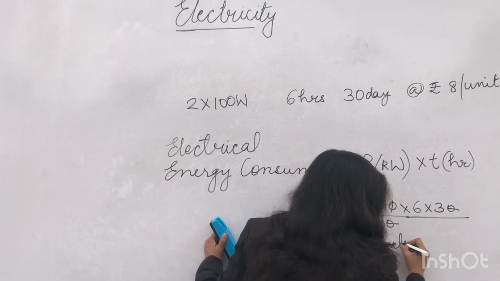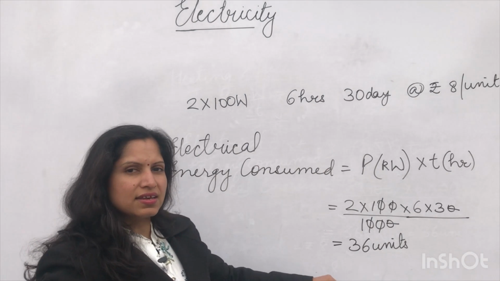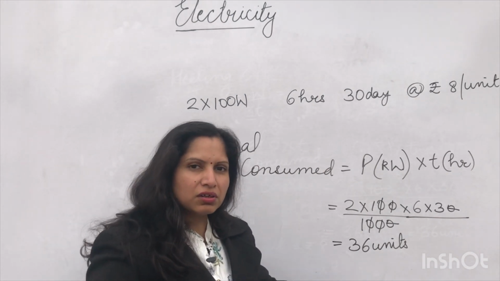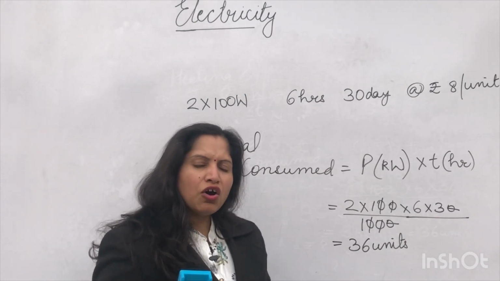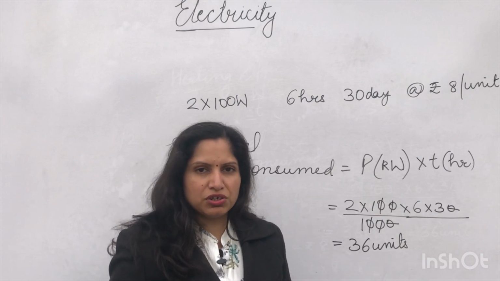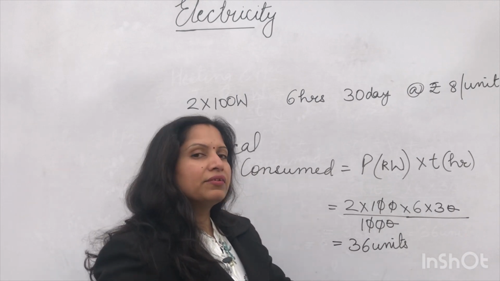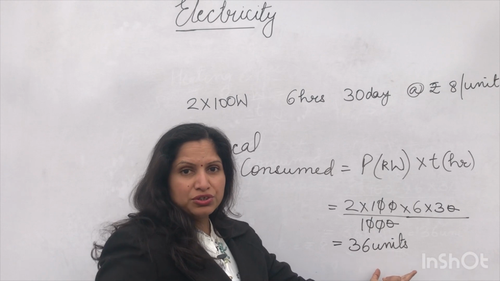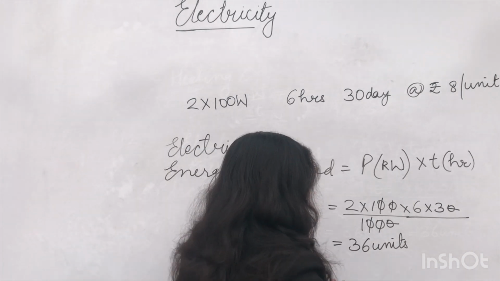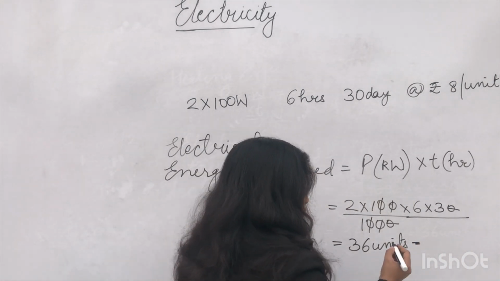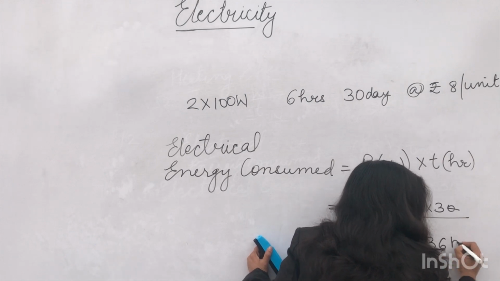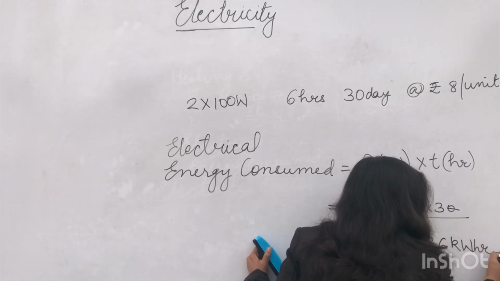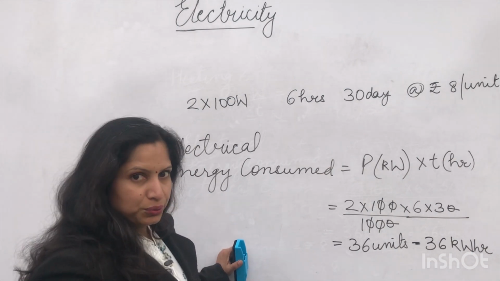So how many units have we consumed? That is 36. At your home also, when your electricity bill comes, sometimes we talk about how many units are there in the electricity bill this time. So 1 unit is equal to 1 kilowatt hour. So we can write it in terms of units or we can write 36 kilowatt hour.